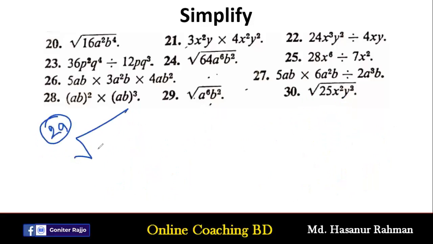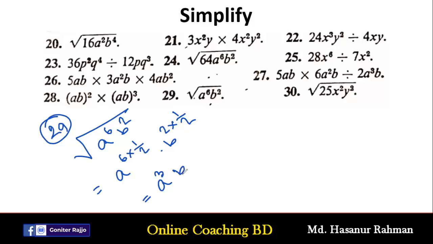29 says square root of a to the power 6 b square. So what does square root mean? Square root means we have to multiply the power by half. So a to the power 6 multiplied by half, multiplied by b to the power 2 multiplied by half. So we can divide 6 by 2, it will be 3, so it will be a cube. 2 divided by 2 is 1, so that will be b.